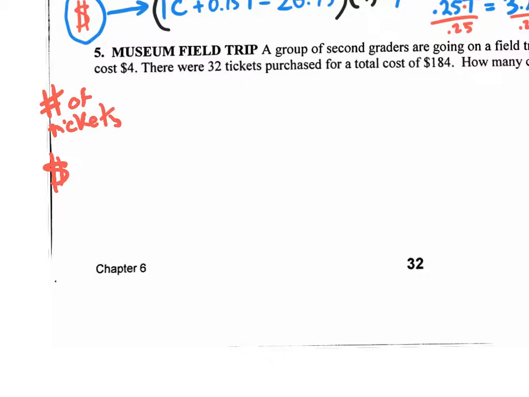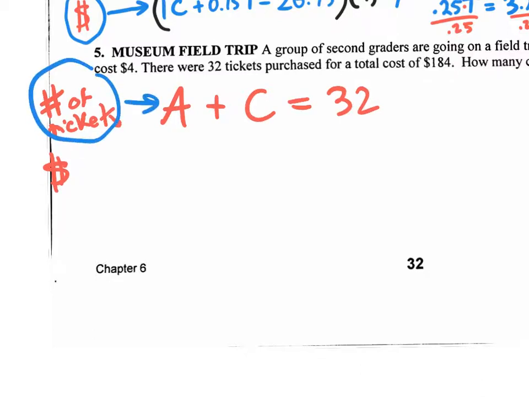Okay, so let's talk about number of tickets. Do we know how many adults went in there? No. Do we know how many children tickets? Second graders. We don't know. All right. So together, how many tickets were sold? 32 tickets. Ladies and gentlemen, that is an equation based on the number of tickets. You don't know how many adults, you don't know how many children, but you know it was a total of 32 tickets. Now let's make one based on just money.